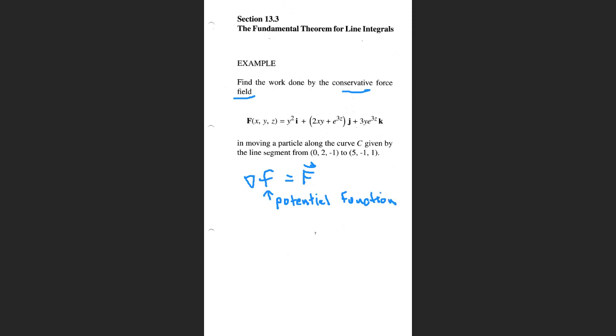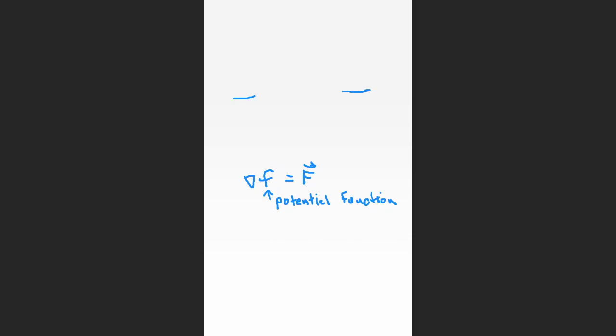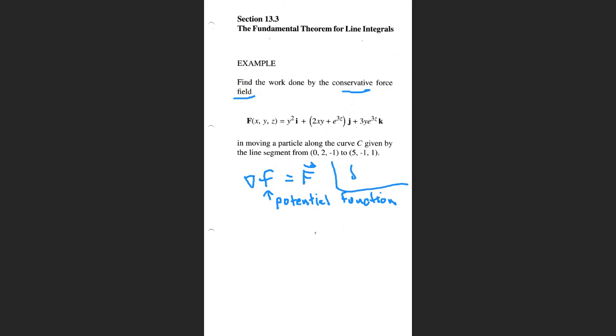Some vector fields are conservative and have a potential function. Other vector fields are not conservative and do not have a potential function. And if the vector field is not conservative, then you have to compute this integral here, which is the work integral that the vector field does in moving the particle along a path C in the field. You would have to work it out using section 13.2 concepts.